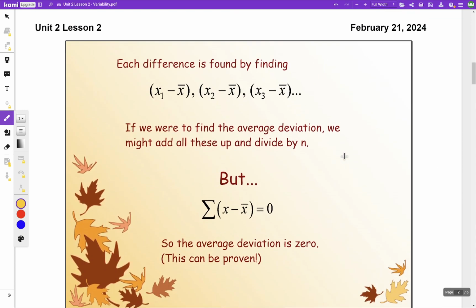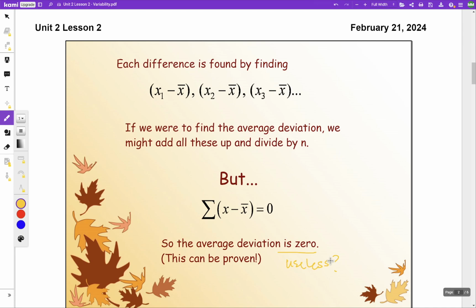Well, guess what? It turns out for a data set, that always happens. Every time that you take any data set whatsoever, whatever numbers, pick a bunch of numbers, doesn't matter, find their average, subtract that average from each individual number, decimals and everything, and then add all that up, and you will get 0 every time. So if the average deviation is 0, is this useful to us? Not really.